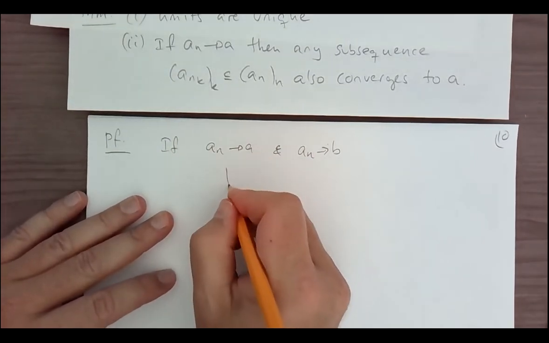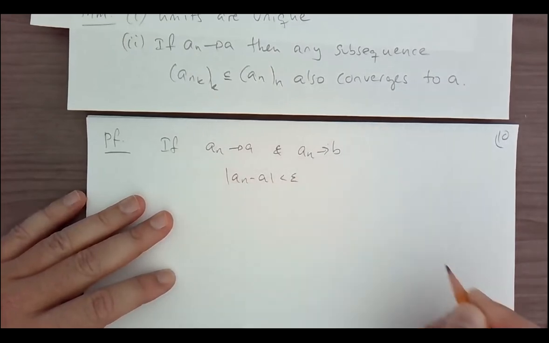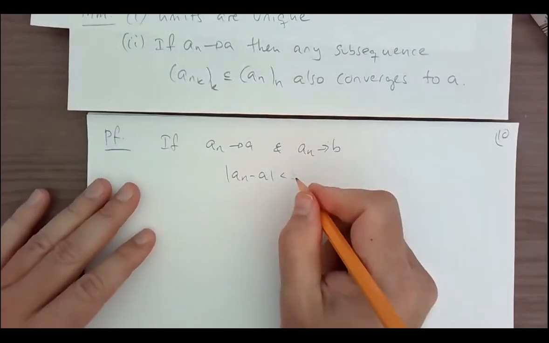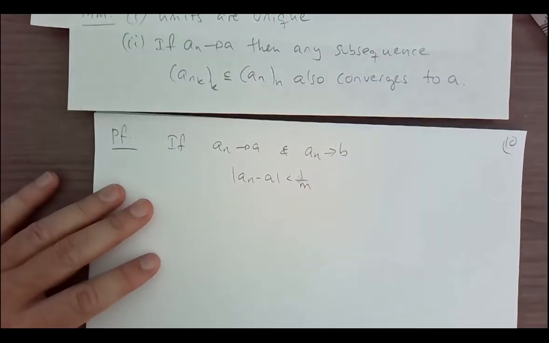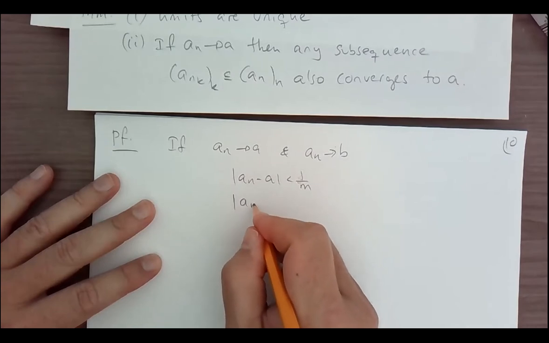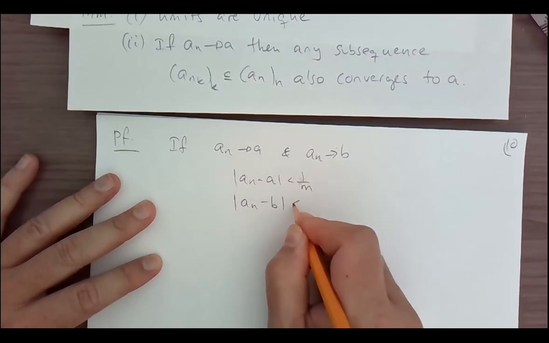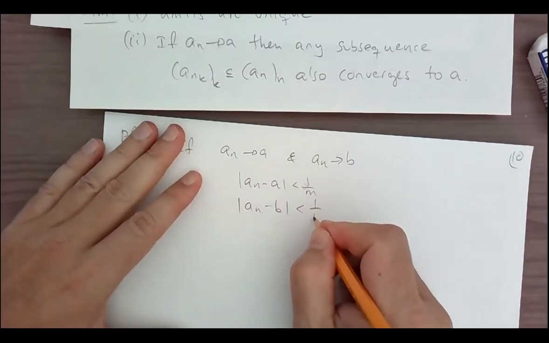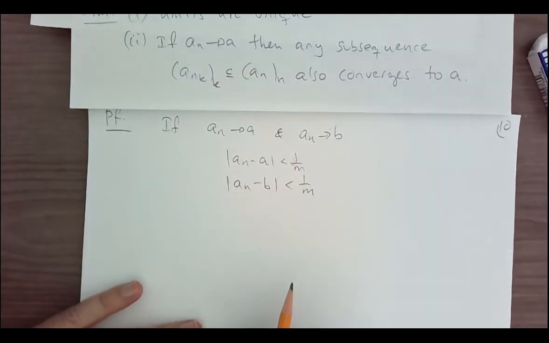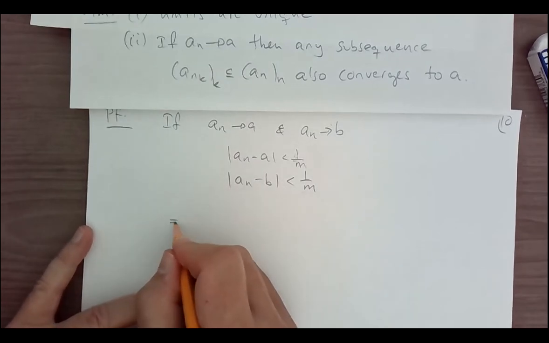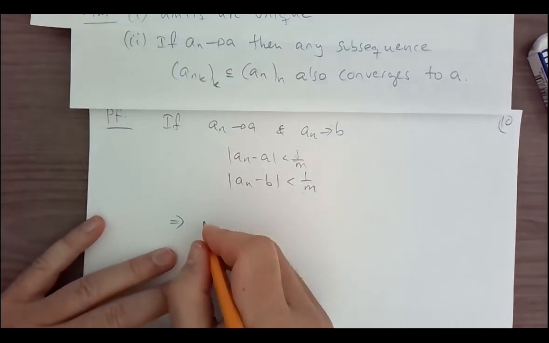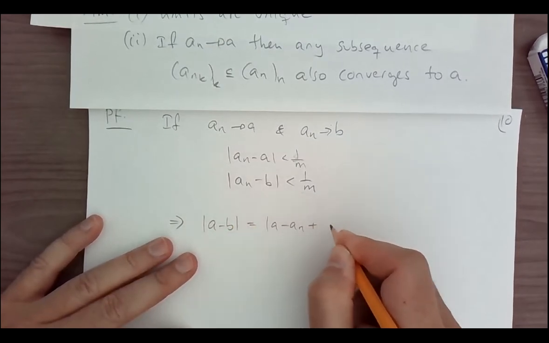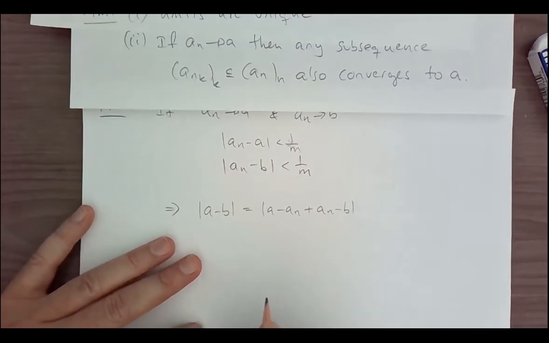Well, then I can make the distance between these two small. Let me make it smaller than 1 over m. I can make the distance between a_n and B small by choosing n sufficiently large. And then what? Well, I'll use the triangle inequality again. A minus B, I can write this as A minus a_n plus a_n minus B, same trick as we've seen before.